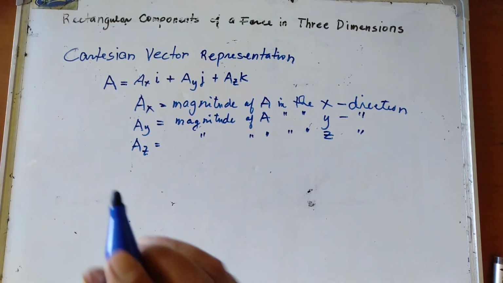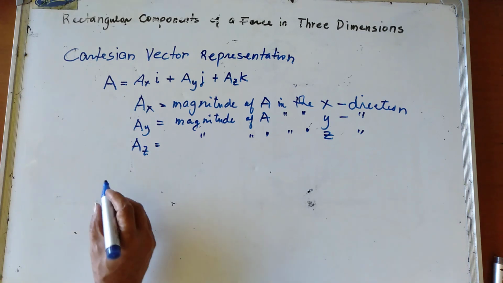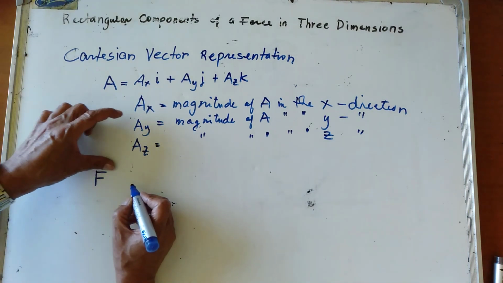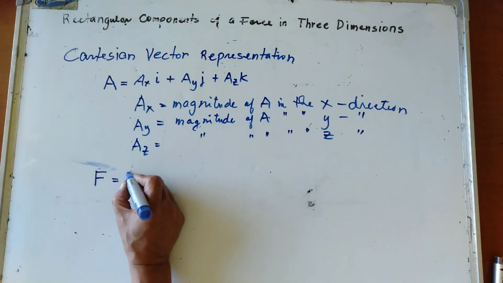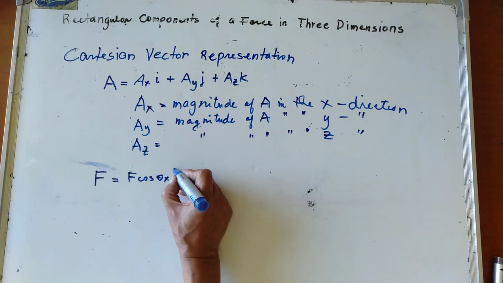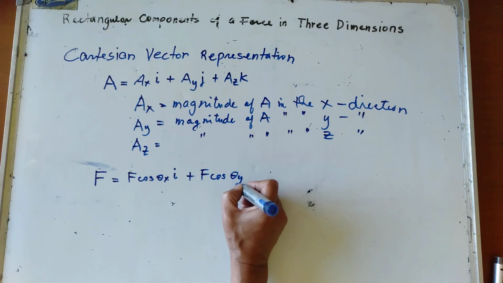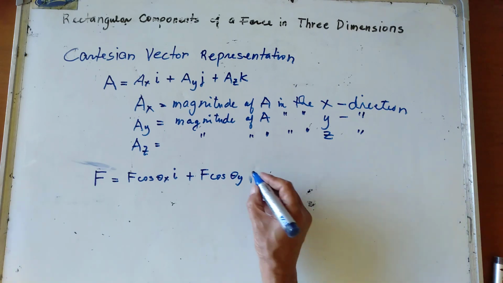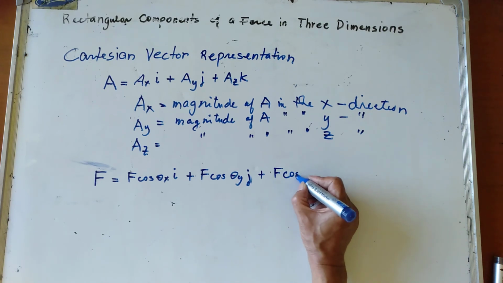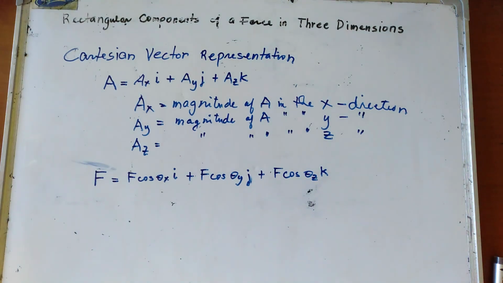So in other words, the Cartesian form of representing a vector F, written in boldface, is equal to F cosine of theta x times a unit vector i, plus F cosine of theta y times a unit vector j, plus F cosine of theta z times a unit vector k.